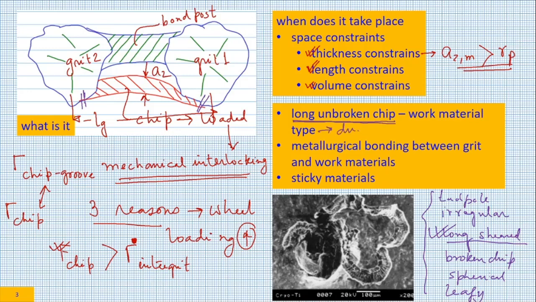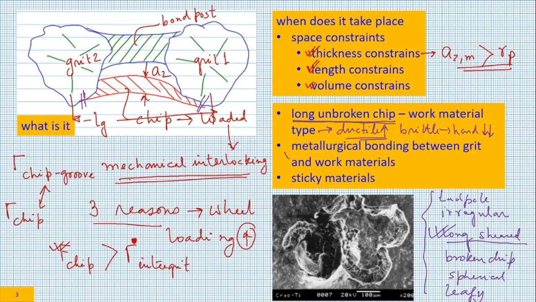For what kind of material would this be more? If the material is more ductile, then the chance will go up. If the material is brittle, if it is hard, then the chance of wheel loading will go down. If it is brittle and hard, chances are instead of long unbroken chips, there would be chip breaking and you will get shorter length and there would be less probability of wheel loading.